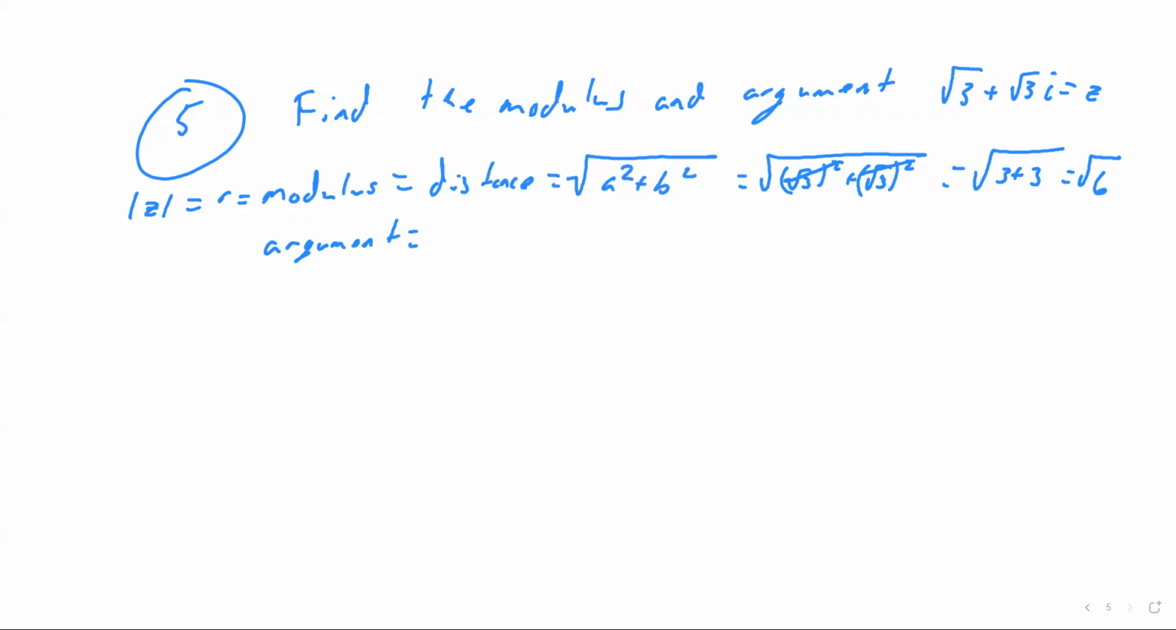Any other good questions like that? Okay. So what does argument mean? Theta. Very good. This was on y'all's quiz as well. And how do I find theta?